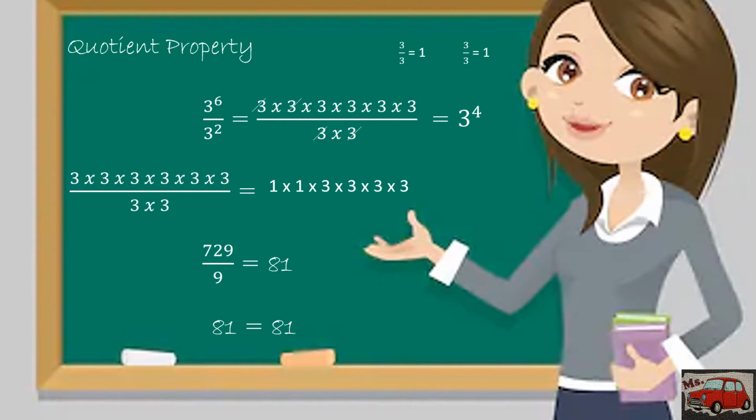Okay? So, kung solve niyo siya, 3 raised to 6 is equivalent to 729. 3 squared is 9. So, 729 divided by 9, parehas lang yung sagot kapag 3 to the 4th power, which is equivalent to 81. Okay? So, again, when we divide numbers with exponent, just minus their exponent, then solve it.